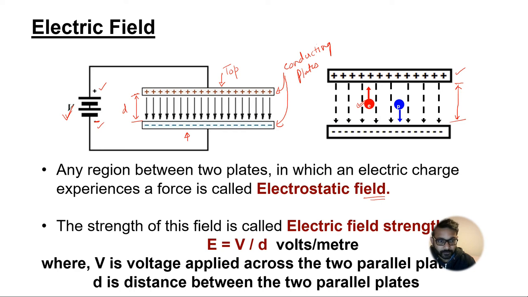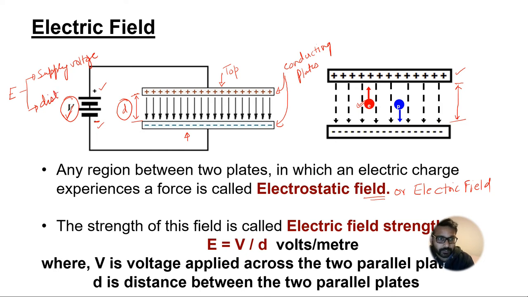And the strength of this electrostatic field, or as we call it simply the electric field, is called the electric field strength, and it is denoted by capital letter E. This electric field strength E will depend on two factors. The first one is the supply voltage, and the second factor is the distance between the two plates.